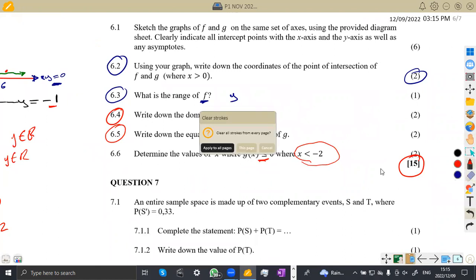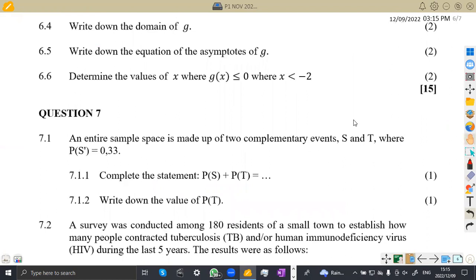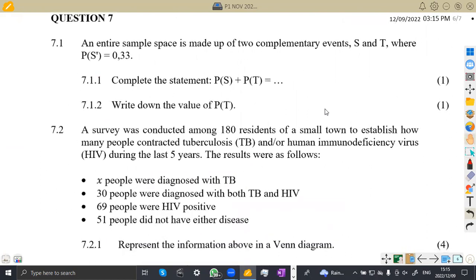All right, so let's check question 7 that we are given. On question number 7, we are given that an entire sample space is made up of 2 complementary sets, S and T, where the probability of S complement is 0.33. Remember, S complement means not in S, it's not part of S.